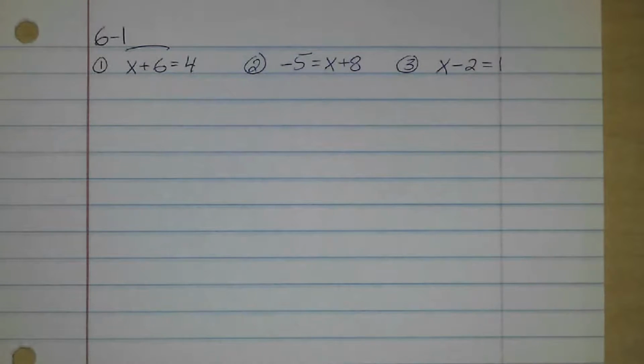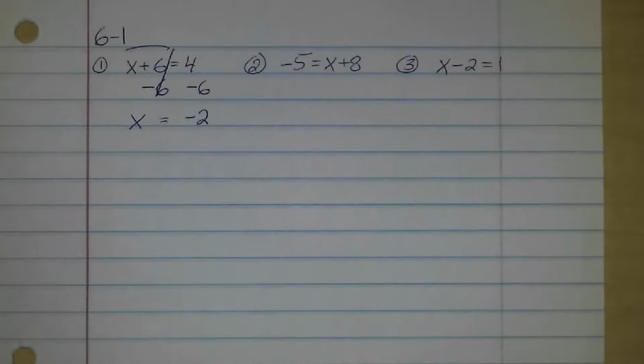So the variable x is with a plus 6. The opposite of plus 6 is minus 6. So we're going to use the subtraction property of equality, take away 6 on both sides to isolate the variable, like so. What I do on one side, I do on the other. On the left, the plus 6 and minus 6 cancel, leaving x. And on the right, 4 minus 6 is going to be negative 2.